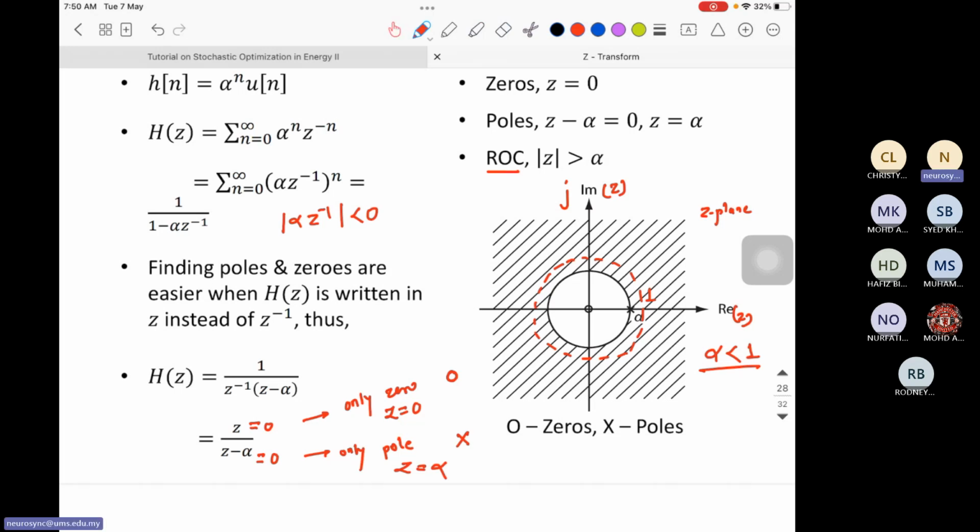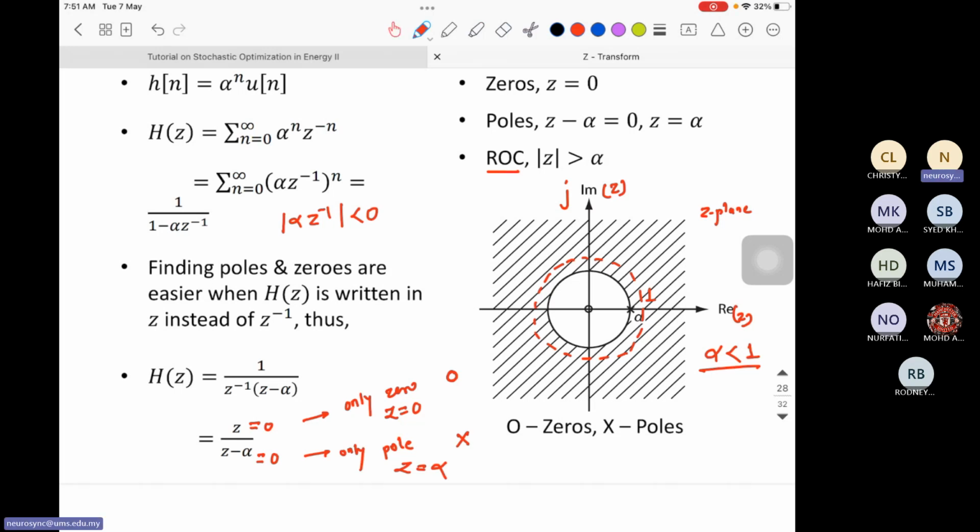In a discrete LTI system, how do we define stability? We say that the system is stable if and only if the impulse response is absolutely summable, or square summable. This is in terms of discrete time. In general, if it is absolutely summable or square summable, then our system is stable. So stability is found using the impulse response of the system.